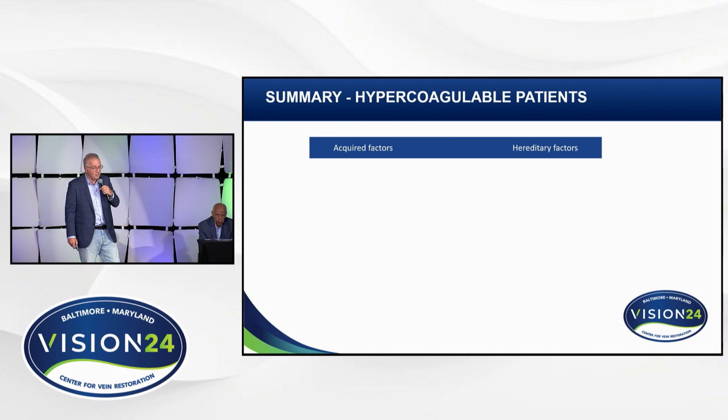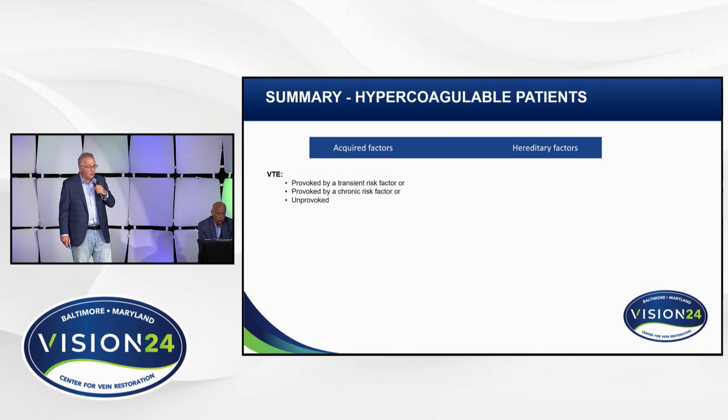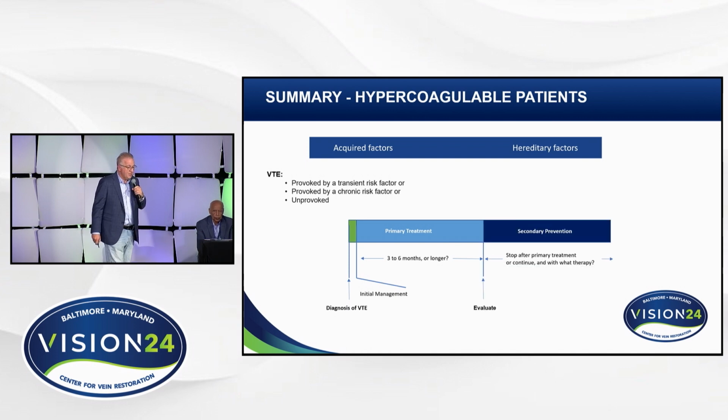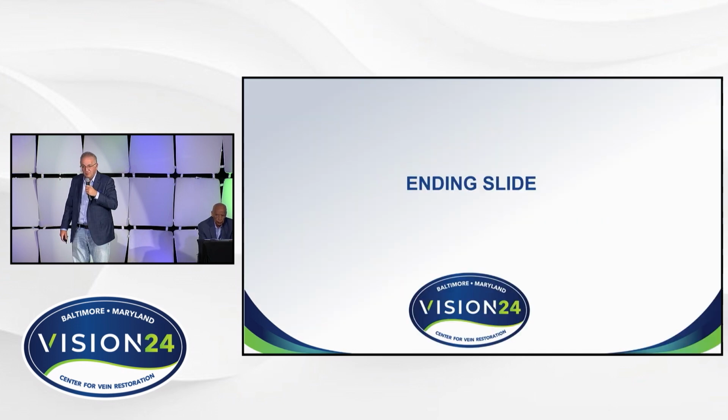So in summary, you look at your risk factors, whether acquired or hereditary, and break them down into whether they're provoked transient, provoked chronic, or unprovoked. That's not going to really affect your primary treatment, which is going to be 3 to 6 months. More importantly, it's going to determine your secondary prevention, and really only in those patients who have provoked chronic risk factors or an unprovoked event. Thank you.